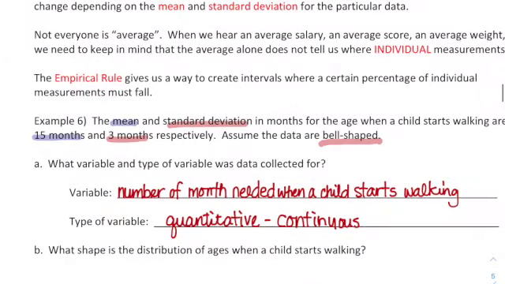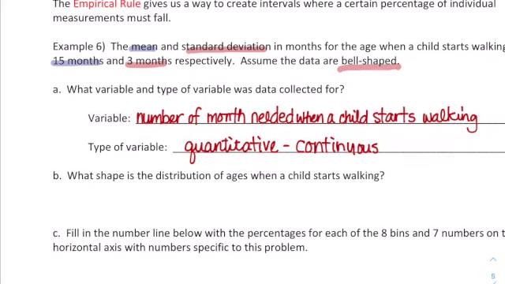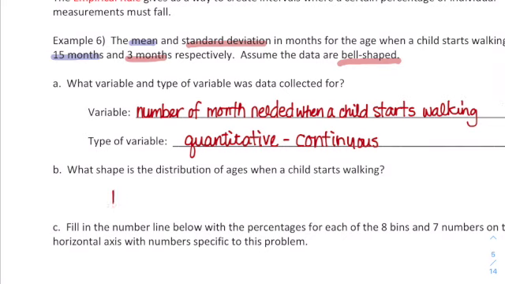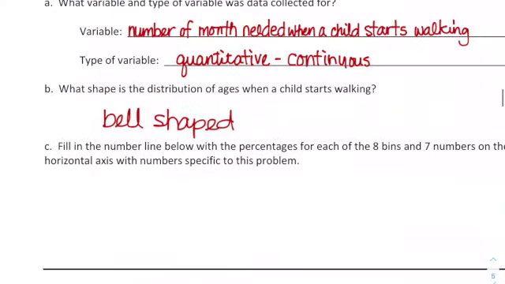B, what shape is the distribution of ages when a child starts walking? Well, in the question, it tells you assume the data is bell-shaped. So that should be bell-shaped. And remember, if you are using the empirical rule, it has to be bell-shaped, or the empirical rule cannot be applied, because you have to have a symmetrical, almost symmetrical shape on both sides. That's why you can divide your 68, your 95, and the next one, 99.7%, into 2 equal parts. So you can split them up in half. So you have to have a bell shape.